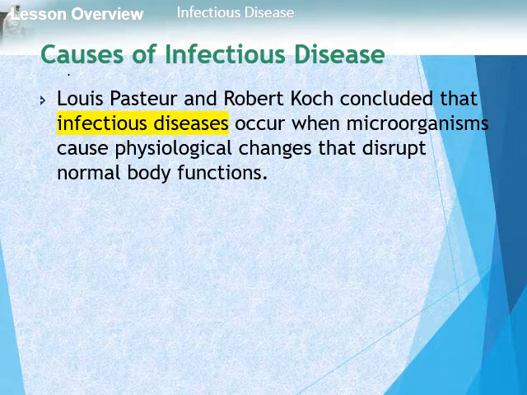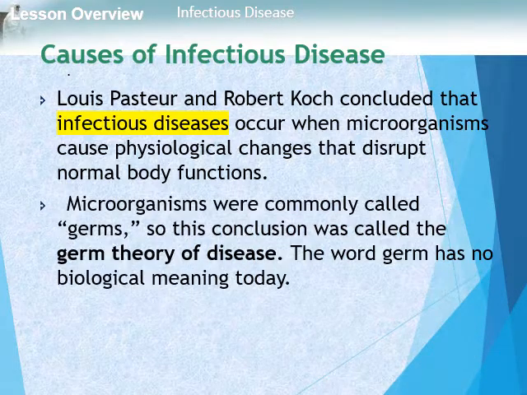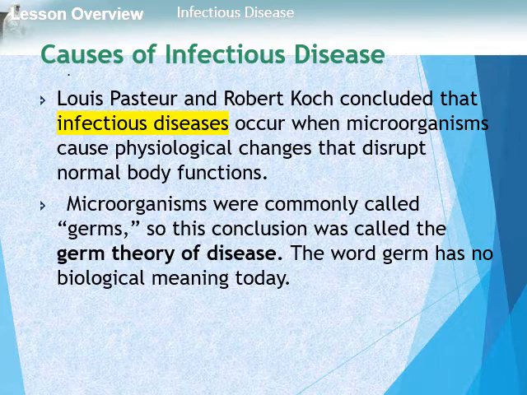According to Louis Pasteur and Robert Koch, infectious diseases occur when microorganisms cause physiological changes that disrupt normal body functions. In old days, microorganisms were commonly called germs, so this conclusion was called the germ theory of disease. Unfortunately, the word germ has no biological meaning in modern-day biology.